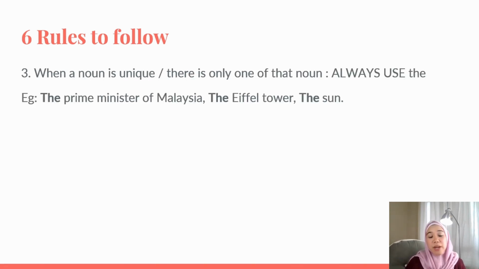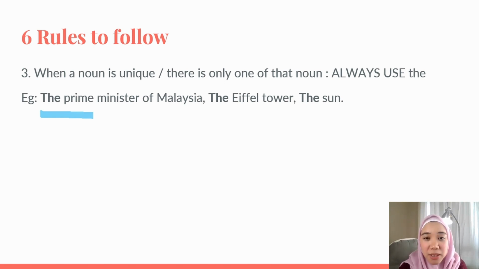Rule number 3, when a noun is unique and there is only one of that noun at one time, always use the. For example, we only have one Prime Minister at one time, so the Prime Minister of Malaysia. If the Prime Minister were to come here and visit us at the college, I would say the Prime Minister has arrived. I will never say a Prime Minister has arrived because there's only one Prime Minister at one time. And whenever that noun is unique and there is only one of that noun at one time, you always have to use the.